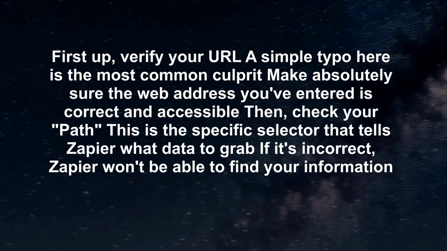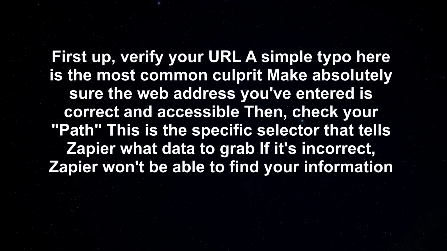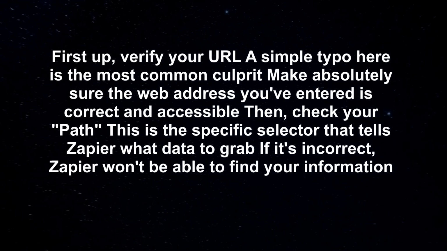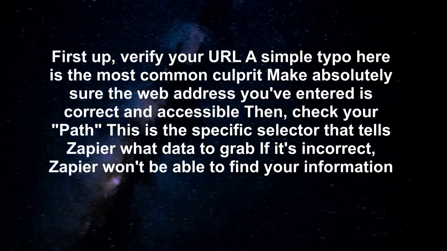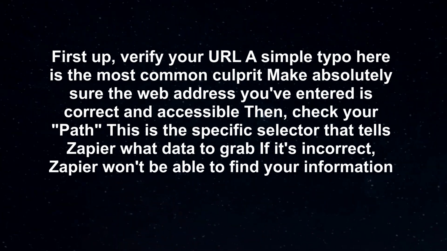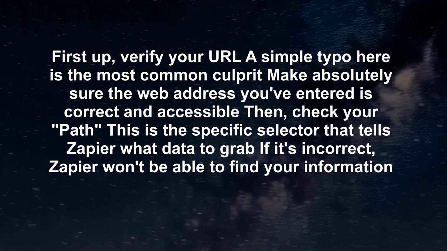First up, verify your URL. A simple typo here is the most common culprit. Make absolutely sure the web address you've entered is correct and accessible. Then, check your path. This is the specific selector that tells Zapier what data to grab. If it's incorrect, Zapier won't be able to find your information.